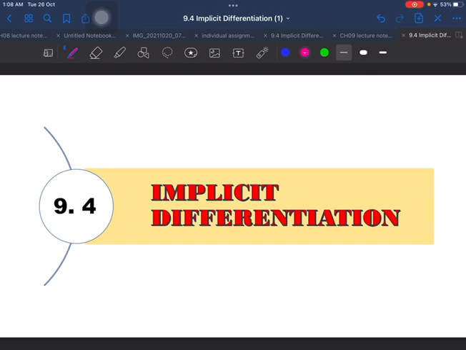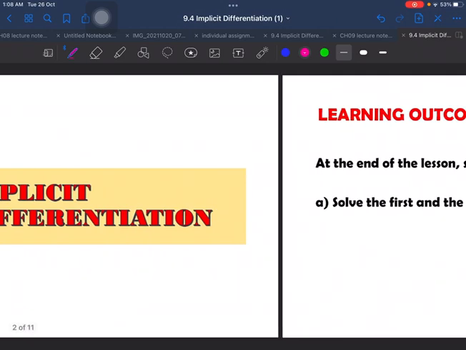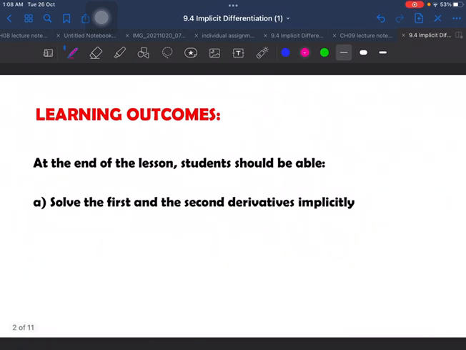Our subtopic is 9.4 Implicit Differentiation. Our learning outcome is that at the end of the lesson, students should be able to solve the first and the second derivative implicitly.